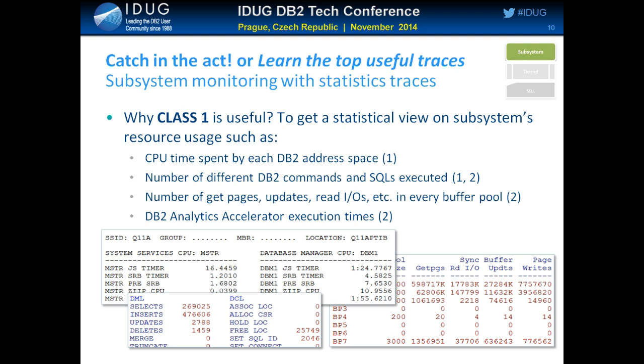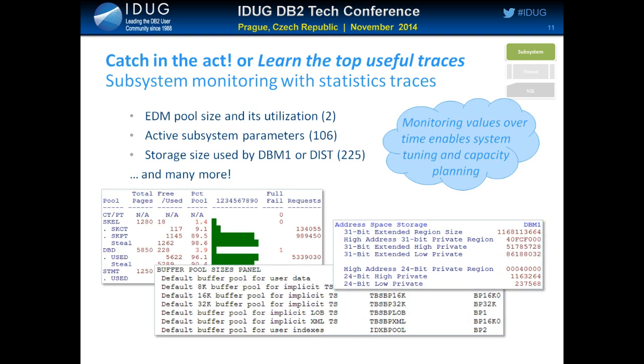Here I just put some screenshots. Those are from CA Insight, since I just don't have any other tools, so I use that one. But basically, this just may give you an idea what you can get from here. That continues, and EDM pool size utilization. So you want to know how your, for example, dynamic statement cache is being used. Or you may get system parameters or the memory.